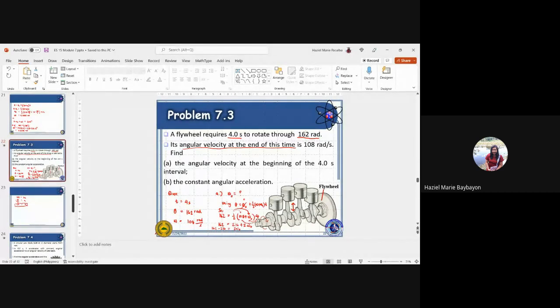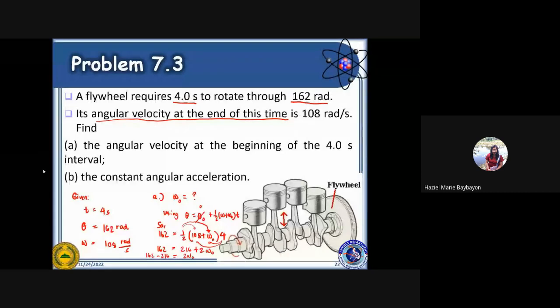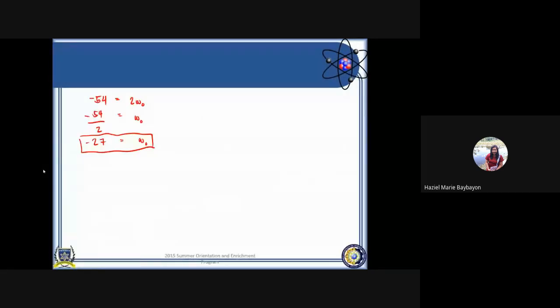You have 4 times 1 half omega naught. So you have 162 on the other side. Then we subtract 216, so you have negative 54. Then divided by 2, so you have 27. I feel that the answer from earlier in 1A was wrong. So, this is your omega naught, negative 27.